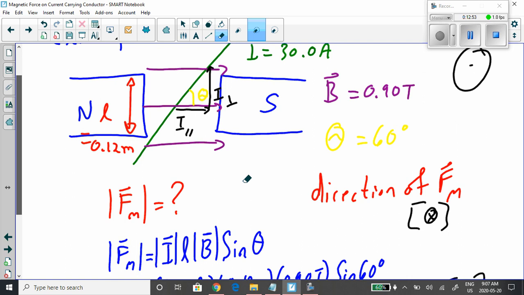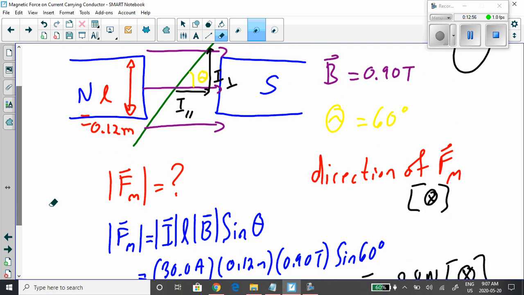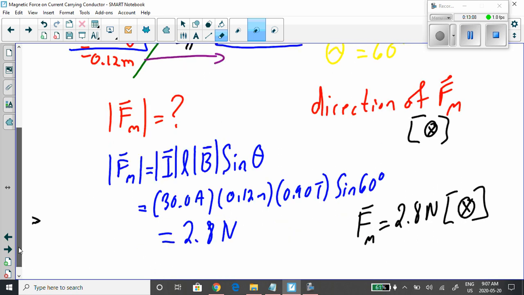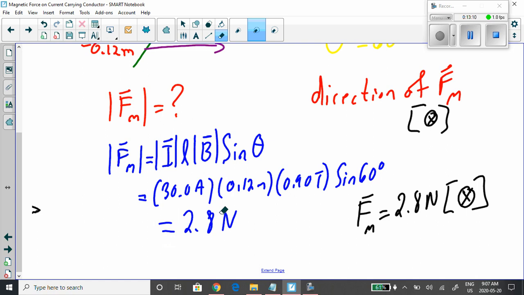Now let's calculate the magnitude of the magnetic force on that wire. So it's how much current, for what distance the current is exposed to the magnetic field, how much magnetic field, and the sine of the angle between them. So there you have it. Plug it all in, you get 2.8 newtons. Then you combine the magnitude and the direction, and you get your final answer: 2.8 newtons into the screen, into the page.